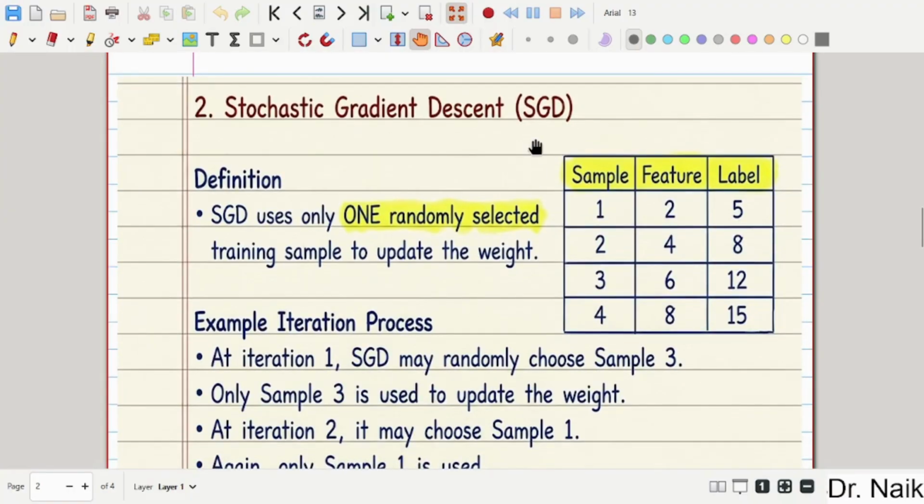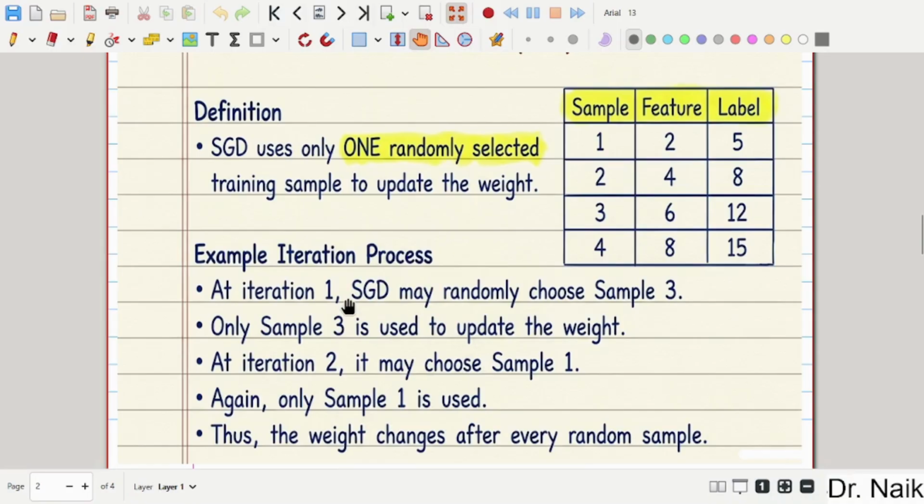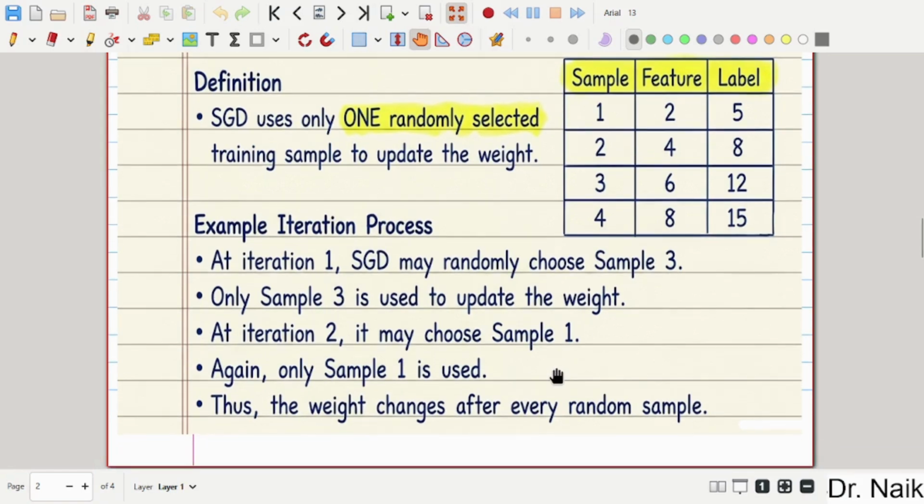Stochastic gradient descent (SGD). SGD uses only one randomly selected training sample to update the weight. For example, in the iteration process, at iteration 1, SGD may randomly use sample 3. Only sample 3 is used to update the weight. At iteration 2, it may choose another sample, that is sample number 1. Again, only sample 1 is used. Thus, the weight changes after every random sample.